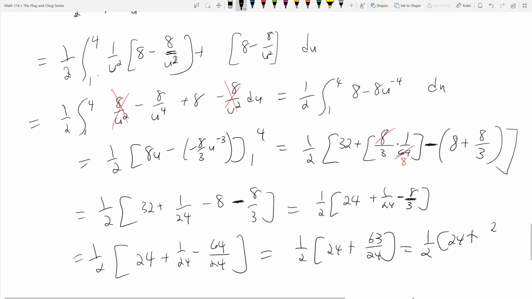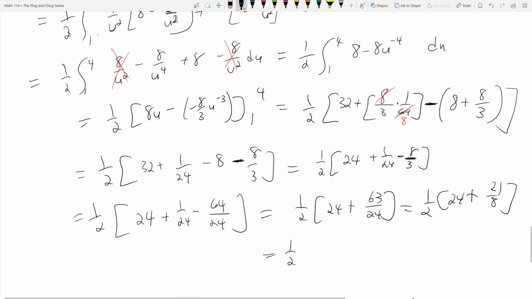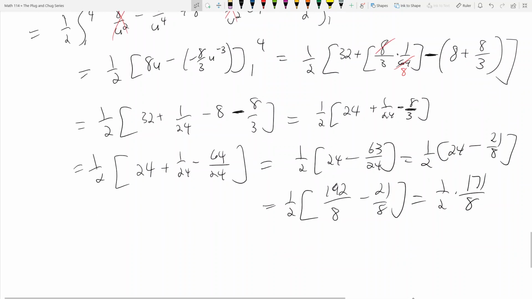24 plus 21 over 8, factor out a 3 from the top and the bottom, which is 1/2 times 192, minus 63 over 24. Wow. Sorry about that, right? Because this guy is minus 63 over 24. Okay, hopefully you guys got that. And then this becomes 192 over 8, which is 24, minus 21 over 8, which is 1/2 times 171 over 8. And we get 171 over 16. And this is the correct answer.